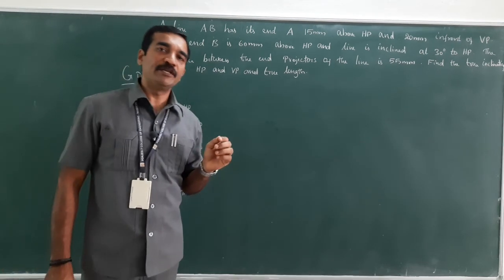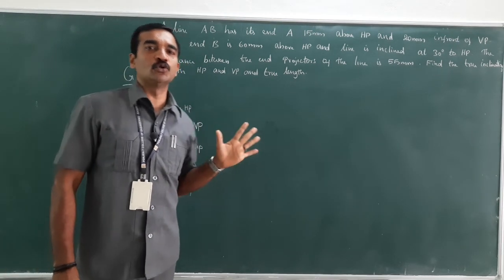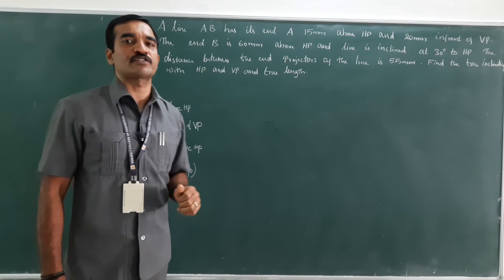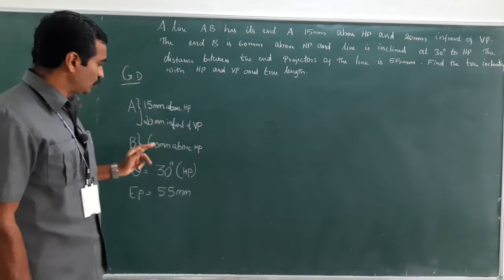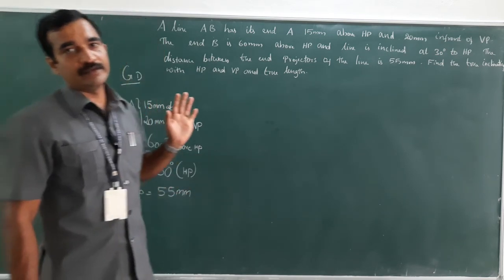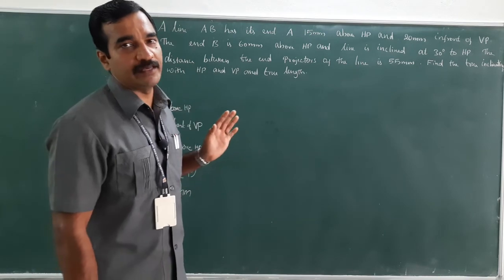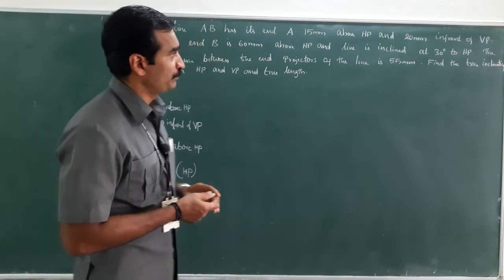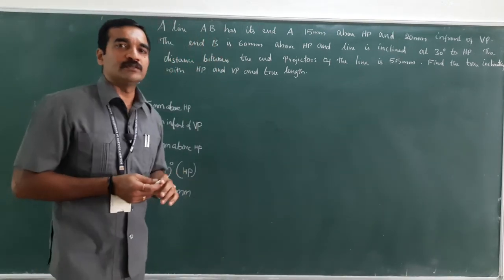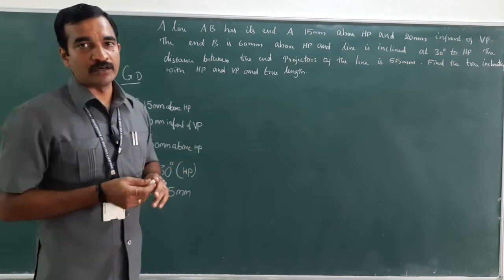We need to have minimum 5 inputs to complete the projections of straight line, right. Check here: 1, 2, 3, 4, 5. So, we can successfully complete the projections here. Right. So, to start with, what needs to be drawn?